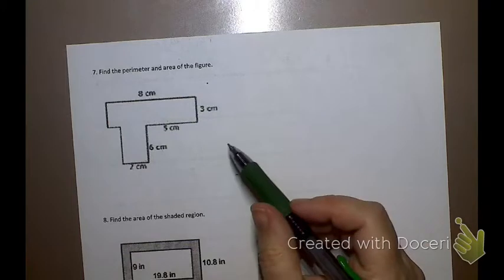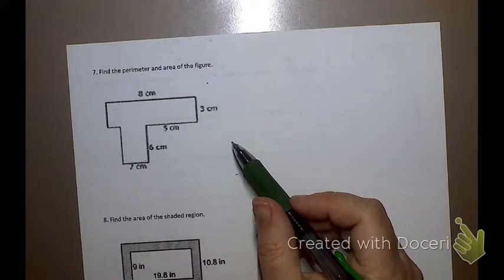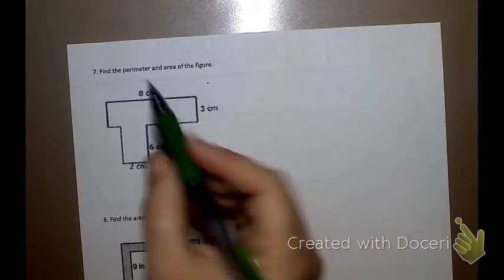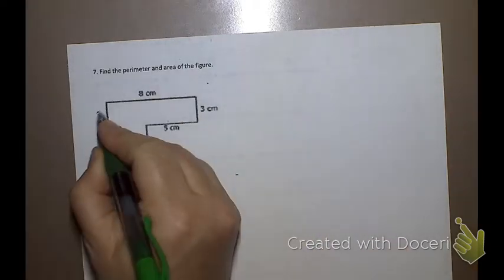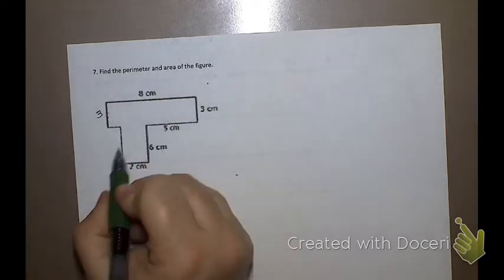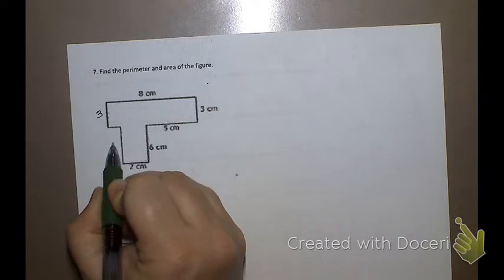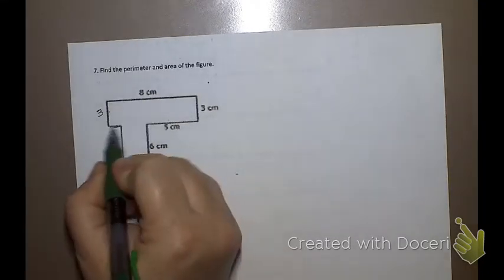Find the perimeter and the area of the figure. Okay, well, perimeter shouldn't be too bad because it's just adding up all the sides, right? Do I know all the sides? No. Okay, well, let's fill some in. What's the length of this side? How do I know? Because it's directly across from this guy. What's the length of this side? 6. Now, here's my question. This is the tricky one. How long is that?